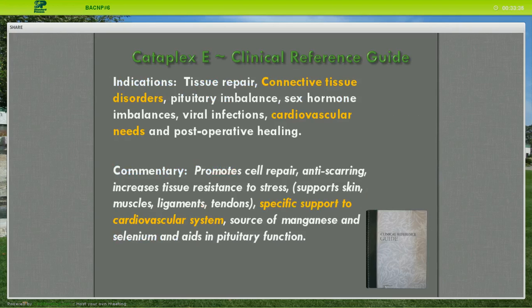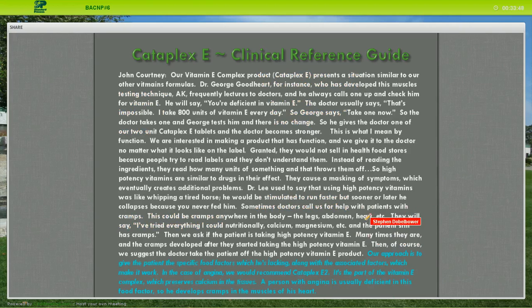Again, if we go to the clinical reference guide, there's quite a large write-up on the E vitamin, on Cataplex E, where it's predominantly about its cardiovascular help and its connective tissue. It basically goes on to say, listen, when we're giving an isolated fraction of a vitamin, it's very similar to, what does Dr. Lee say? Using high potency vitamins is like whipping a tired horse. He would be stimulated to run faster, but sooner or later he would collapse because you never fed him. So by using these synthetics, we're whipping. But if we give the whole complex in its whole food base, we're going to get those factors that are going to be nourishing to the tissues and helpful to the patient.